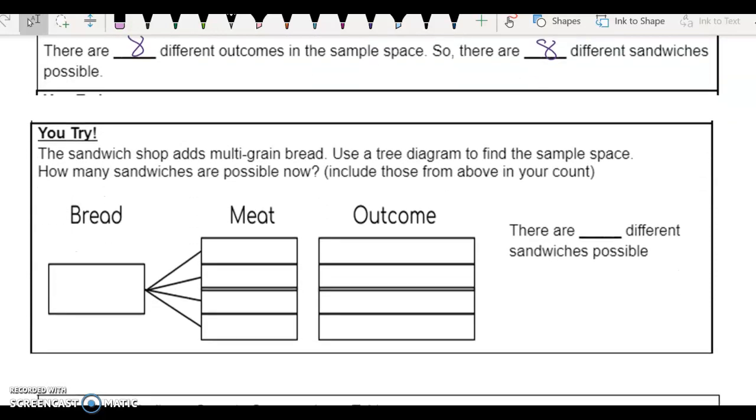Now the sandwich shop adds another bread into the mix. They're going to add multigrain. And we are going to keep the same types of meat. So again, we have ham, we have turkey, we have steak, and we have chicken. So our outcomes here, we have the multigrain bread with ham, the multigrain bread with turkey, the multigrain bread with steak, or the multigrain bread with chicken.